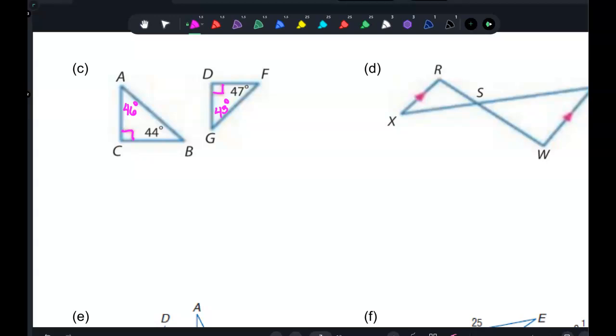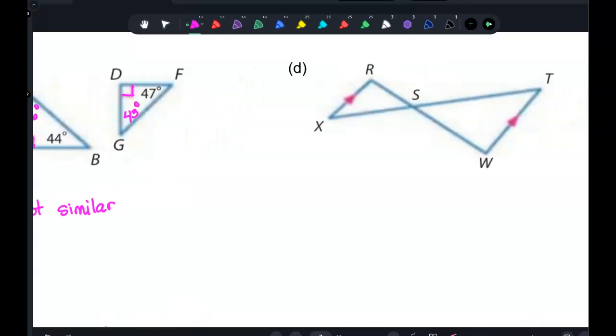degrees. So as you can see, I don't have two pairs of congruent angles. I only have one pair, angle C and D. So these are not similar. And if they're not similar, you don't need to write anything. We just don't have enough information here.